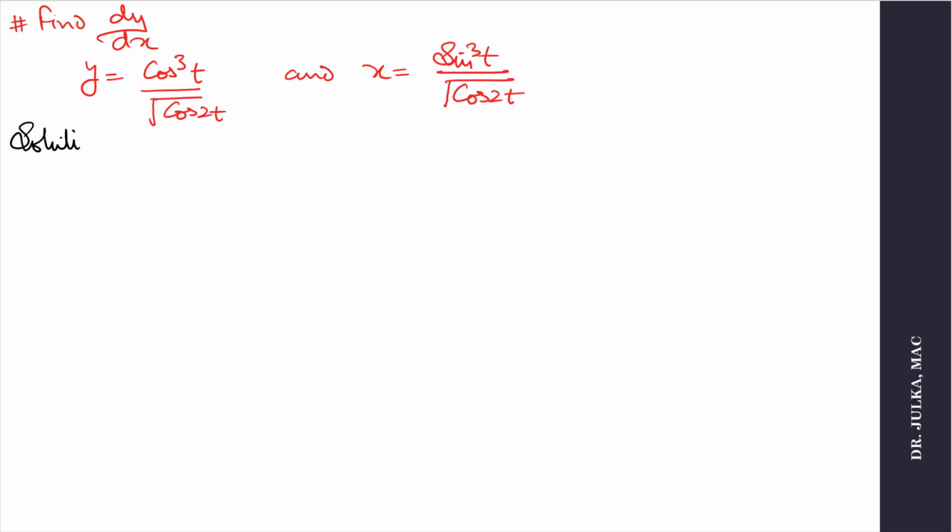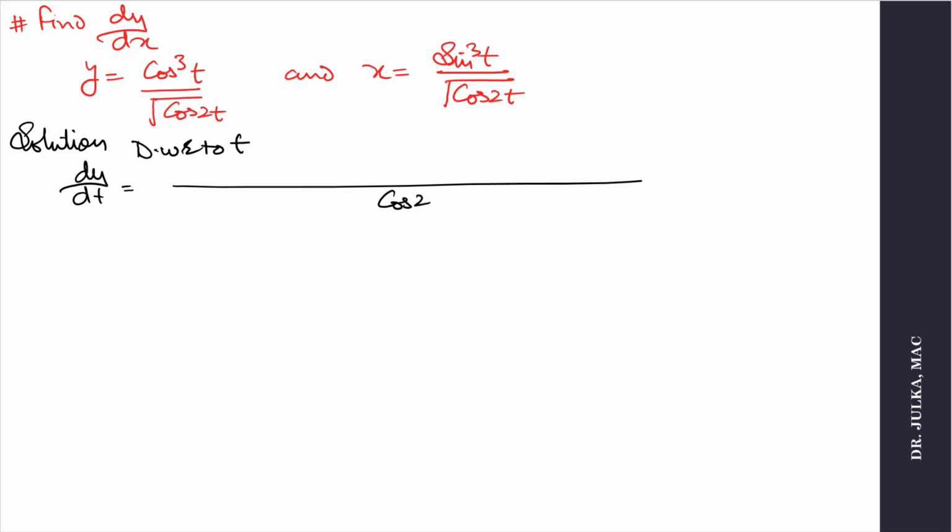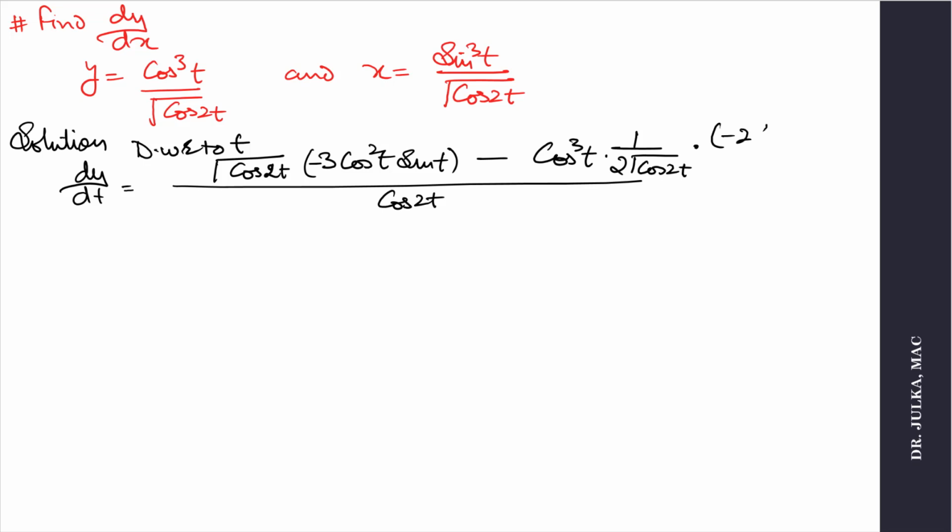Next question. Find dy by dx where y equals cos cube t divided by the root of cos 2t, and x equals sin cube t divided by the root of cos 2t. Here y and x both are functions of t. First we differentiate y with respect to t and we will get dy by dt equals, in denominator, root cos 2t whole square which is cos 2t, in numerator root cos 2t as it is, and the derivative of cos cube t is 3 cos square t into minus sin t, minus cos cube t as it is, and the derivative of root cos 2t is 1 upon 2 root cos 2t into minus 2 sin 2t.